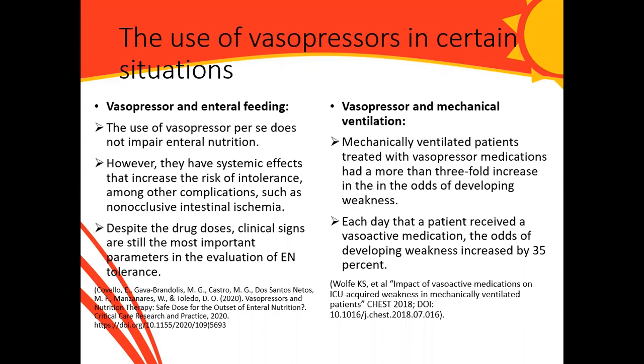All right, but we did say here that phenylephrine seems to preserve GI and mesenteric microcirculation. But for patients who are on adrenaline, we need to be cautious. All right. This study by Carvalho et al. The title of their study: Vasopressors and Nutritional Therapy, safe dose for the onset of enteral nutrition.